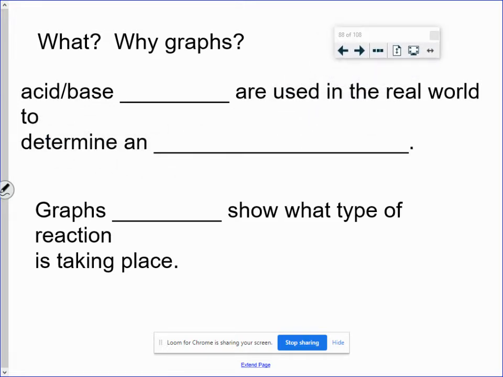Okay, so let's take a look at pH curves right now. So why do we have graphs? Well, acid-base pH curves are used in the real world to determine an endpoint.